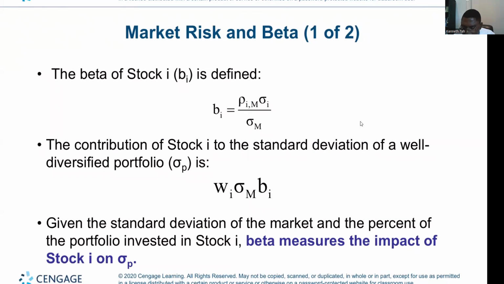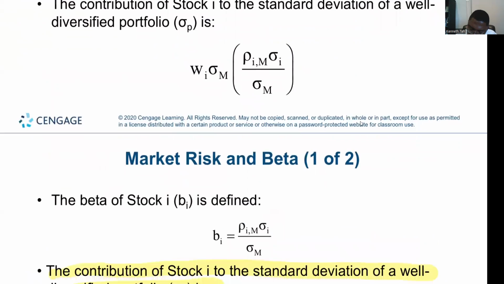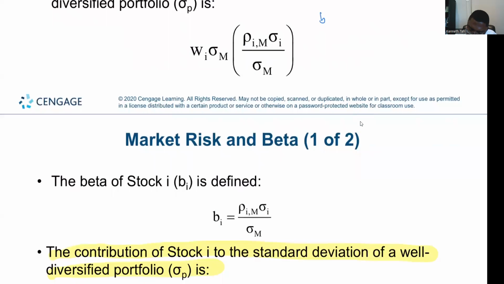So the contribution of stock I, therefore, to the standard deviation of a diversified portfolio is basically the weight of stock I times the standard deviation of the market times the beta coefficient of stock I. And this is true because if we look at this formula, now we are told that the beta is the correlation coefficient between stock I and the market times the risk of the company divided by the risk of the market.